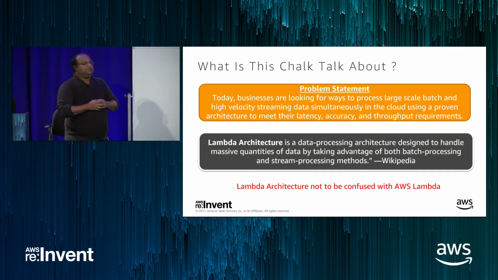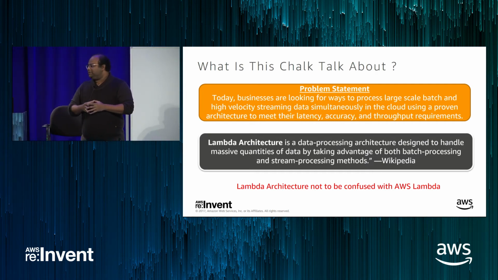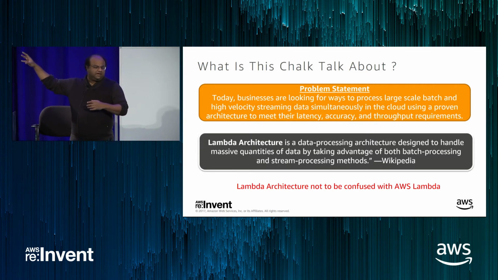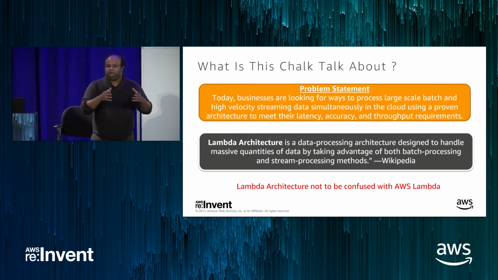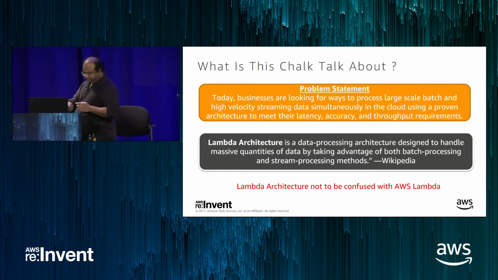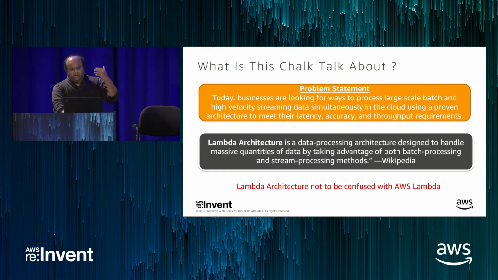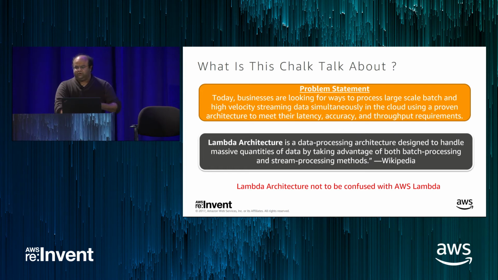Another point to note is that this is not to be confused with the AWS Lambda. Whenever we have the AWS Lambda service as part of this architecture, we will be explicitly calling that AWS Lambda. So whenever we say Lambda architecture here, it means the common architecture of data processing that's out there. And as I move along on the slides, you will see how to deploy this Lambda architecture on AWS. That's what this talk is going to be about, how you can deploy them, and some of the best practices that you can use.